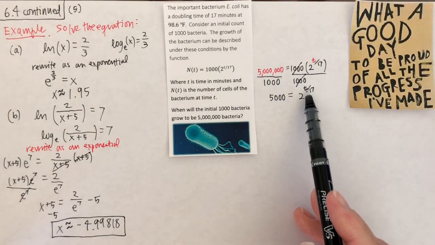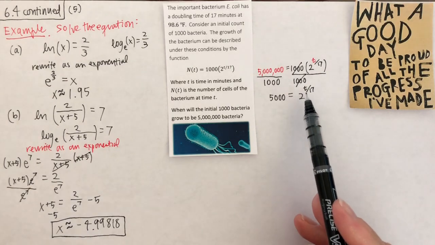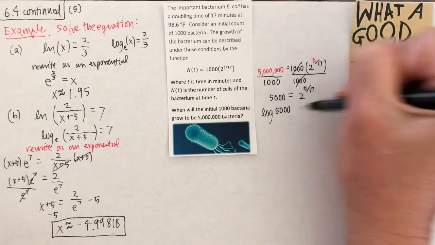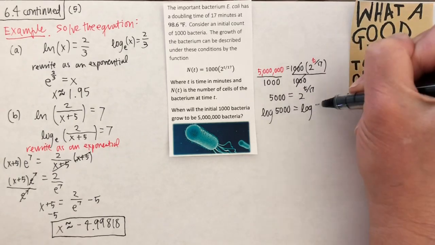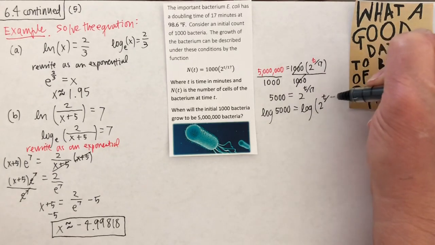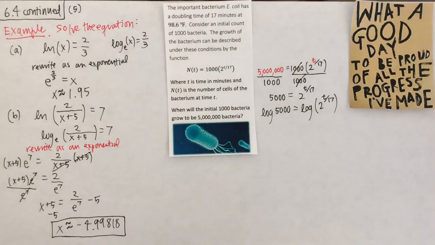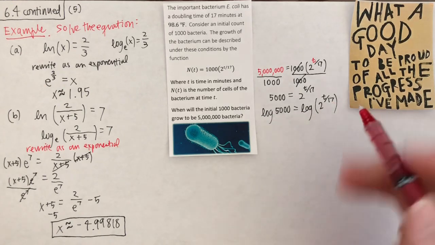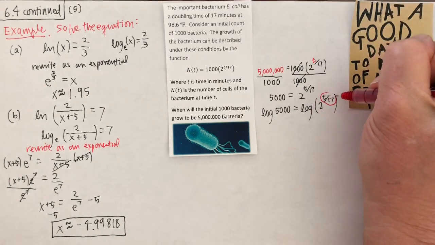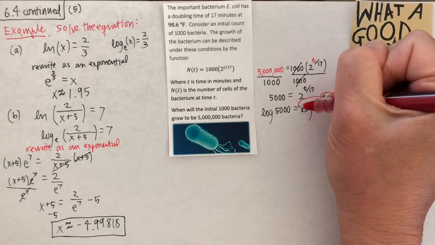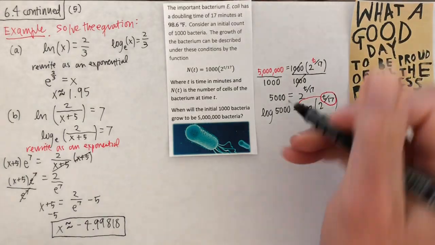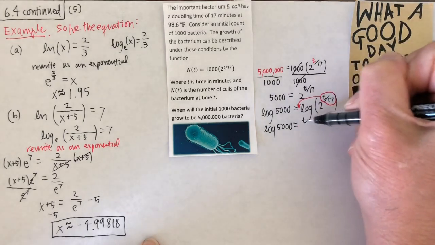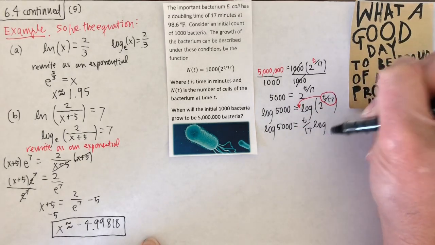Okay, we have a variable trapped up in an exponent. We're going to take the log of both sides, and we'll use common logarithms. So the log of that has to equal the log of this, since they're both equal. Now we're going to invoke the power rule for logarithms, and we're able to take this power on the 2 out front. So the log of 5,000 equals t over 17 times the log of 2.